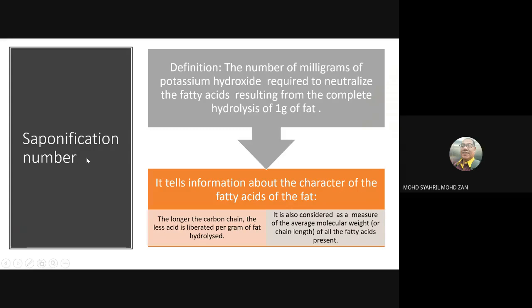so saponification, define the word saponification number: the number of milligram of potassium hydroxide required to neutralize the fatty acid resulting from the complete hydrolysis of 1 gram of fats. That's meaning of saponification number. It tells information about the character of the fatty acid or the fats. Okay. If we say the longer carbon chain, the less acid is liberated per gram of fat hydrolysis. It is also considered as a measure of the average molecular weights or chain length of all the fatty acid present. So kenapa kita perlu tahu tentang saponification number?